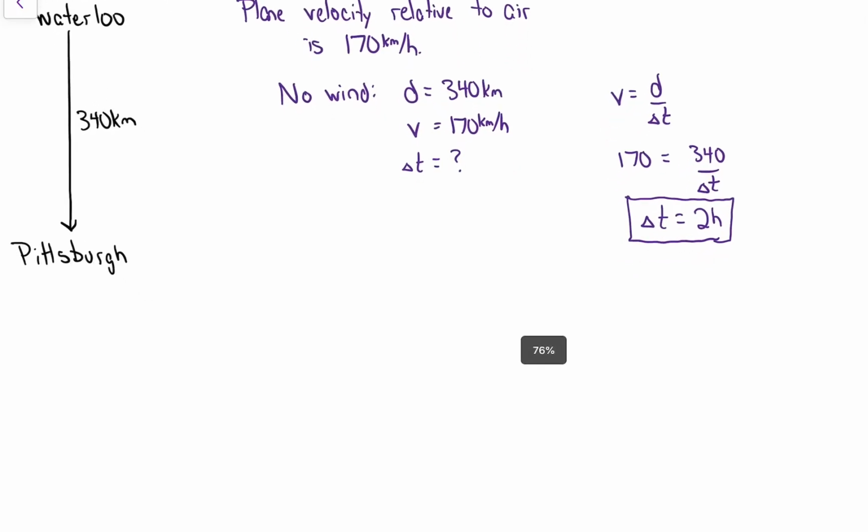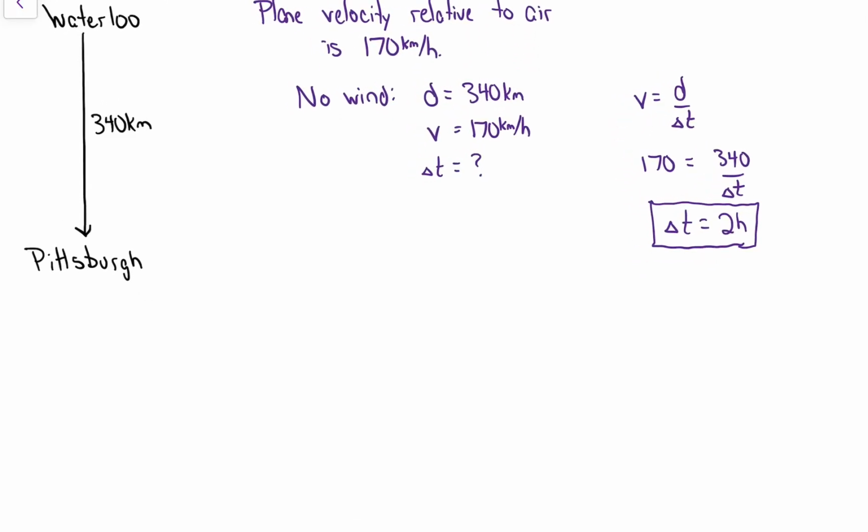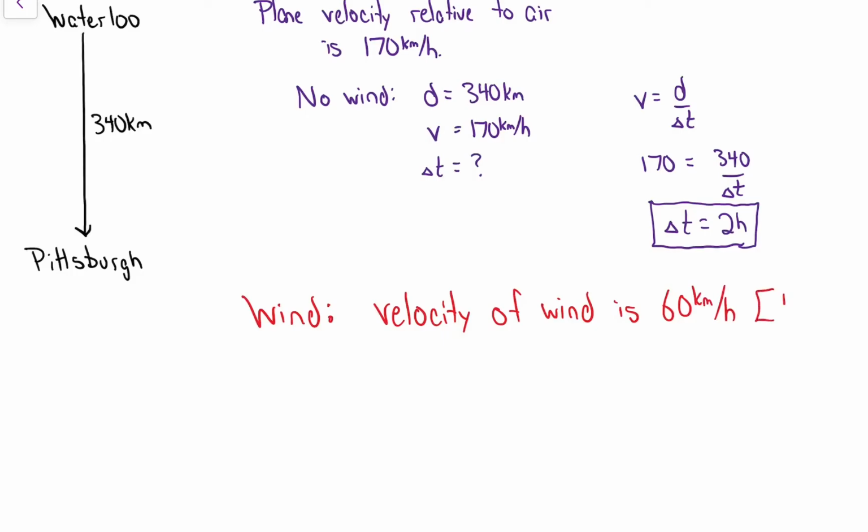But now we're going to play the what if game. What if on the day of the flight, when I want to go to Pittsburgh, there's a wind? Let's say the velocity of the wind is 60 kilometers per hour. And we're going to say that it's pushing us straight to the east. This is going to cause a problem.